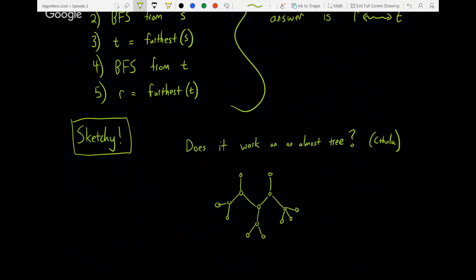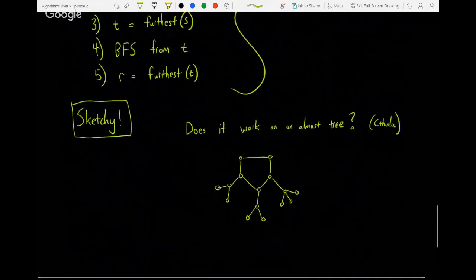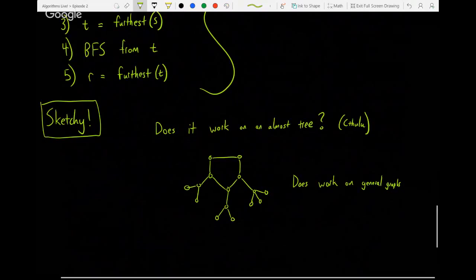Doesn't matter what kind of tree it is. And then you just add a single edge to that tree. So it's a connected undirected graph with n edges for n nodes. And that's an almost tree. So you could ask yourself, does this algorithm too, for finding the diameter of a tree, does that work on an almost tree? Does that work, yes or no? And then another question you can ask yourself is, does this work on general graphs? And I'm not going to tell you the answer.